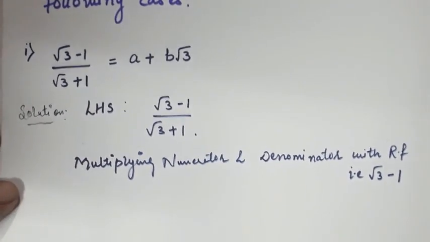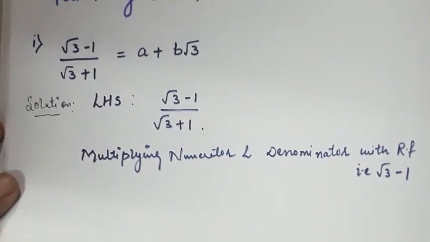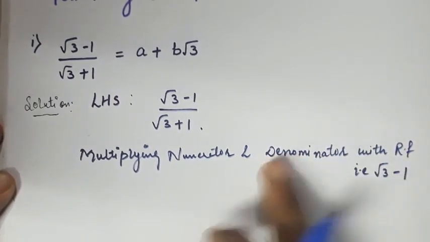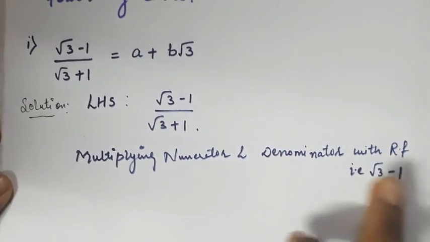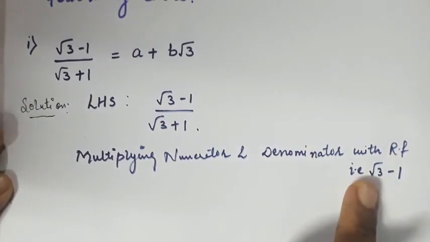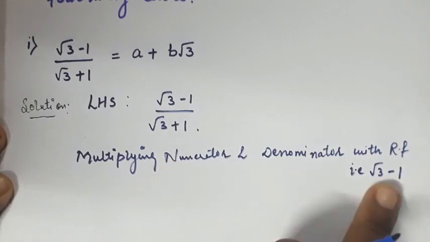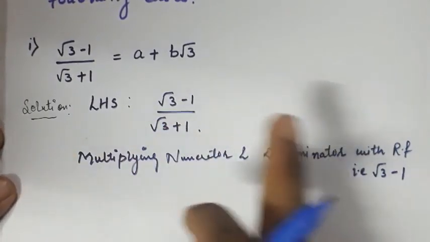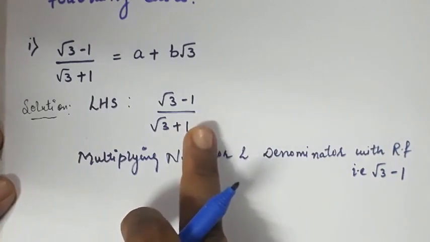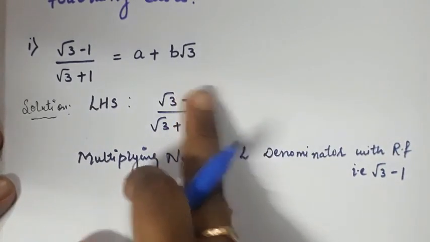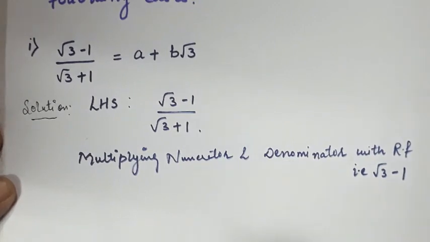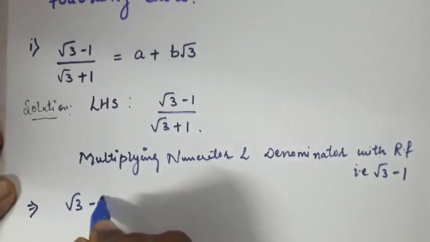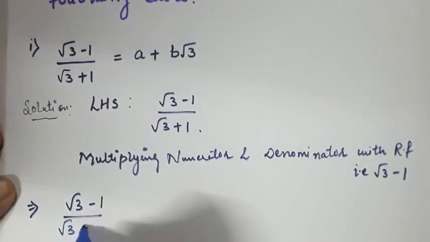Many students have asked me the question, ma'am, why are we multiplying numerator and denominator both with the rationalizing factor? Because to make the denominator rational, we need to multiply this rationalizing factor to the denominator only. But according to the mathematical rule, if we are multiplying something to the denominator, then we need to multiply the same to the numerator. That's why we are doing it. Clear?